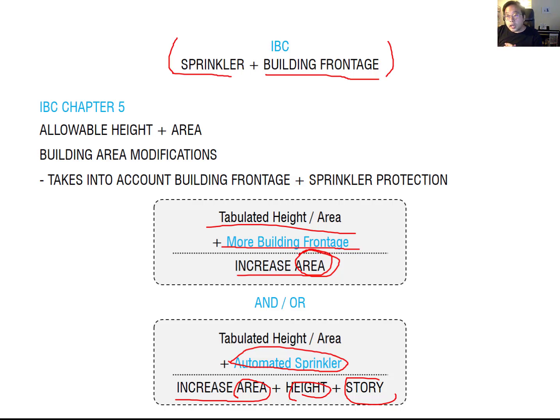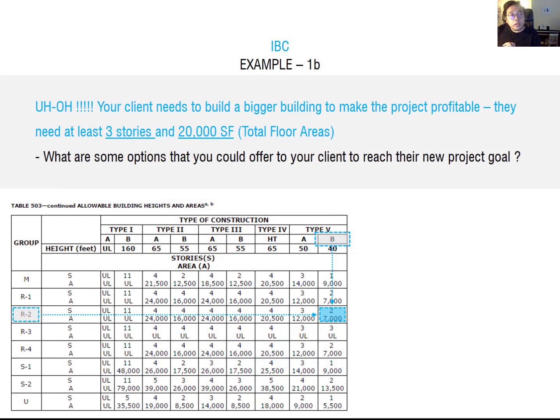To increase your building height or building area, you might consider either increasing the building frontage or adding the automatic sprinkler system, or you can increase the building frontage and automatic sprinkler system together. So this is more of a consideration to increase the building area and height. So look at this example. Your client needs to build a bigger building to make the project profitable. They need at least 3 stories and 20,000 square feet.